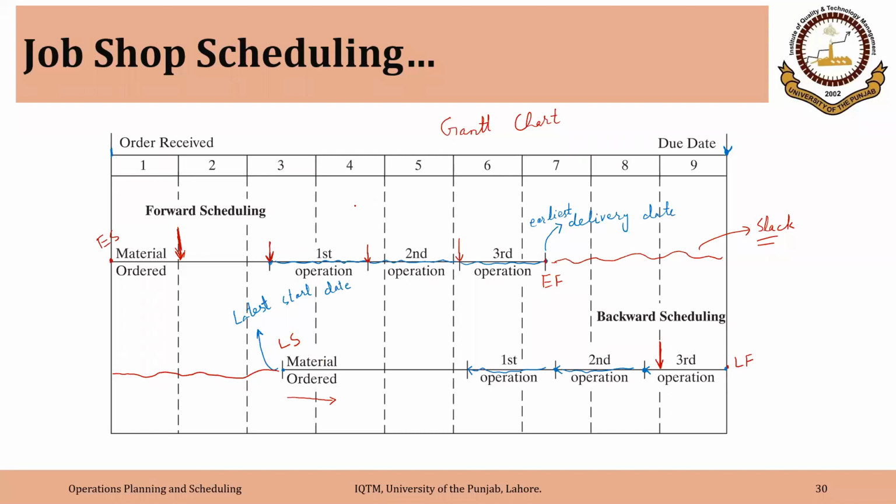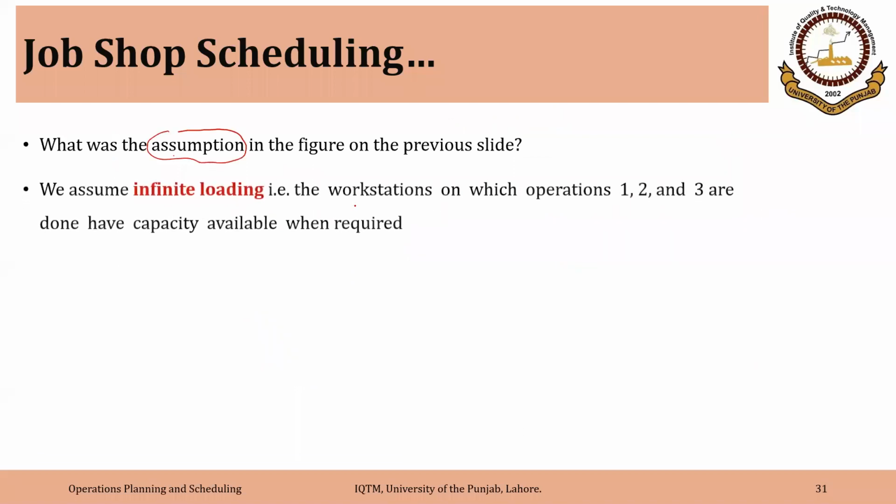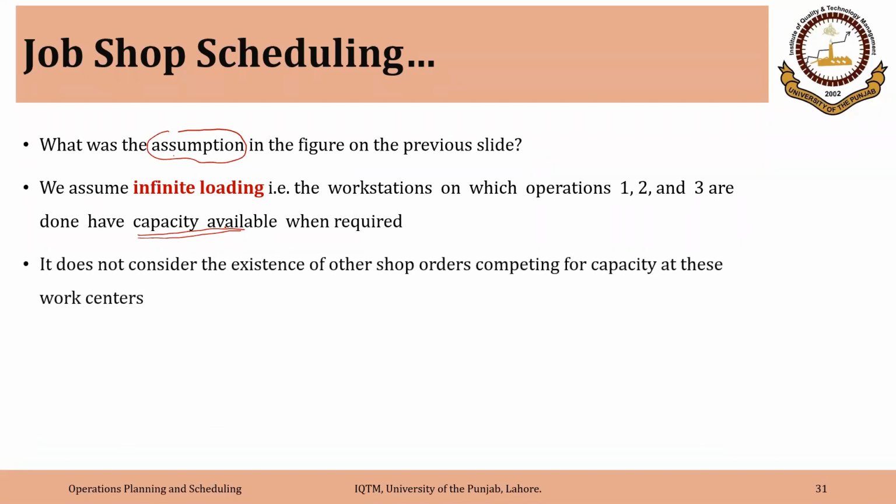So these operations are to be performed on certain machines. And in the job shop, we have general purpose machines. They are used for almost every order. So the assumption that we have taken is technically called infinite loading. We assume that the workstations on which operations 1, 2, and 3 are done have capacity available when required. The machines are available, machines are free, and you can perform the operations when you require. This might be true in some cases, but this is not always true.